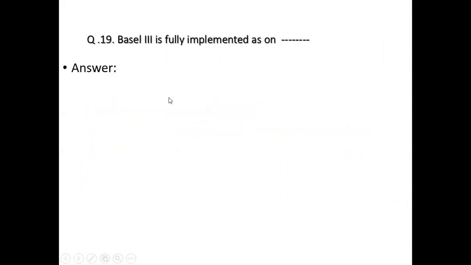Basel 3, when was it implemented? Any idea? 2013, April 1st. Read the question carefully: when it says "as on", you have to use the date 31.3.